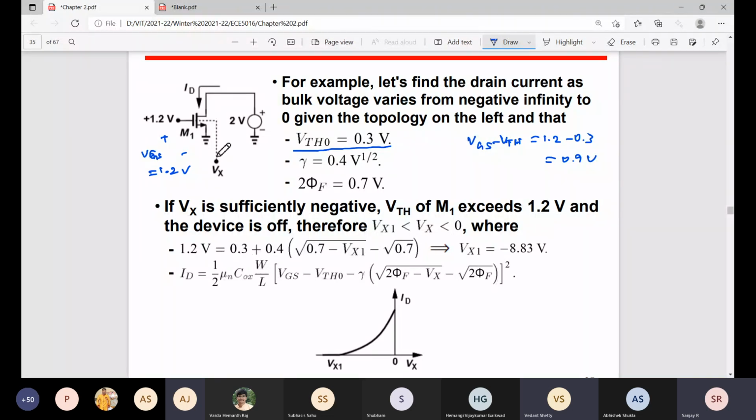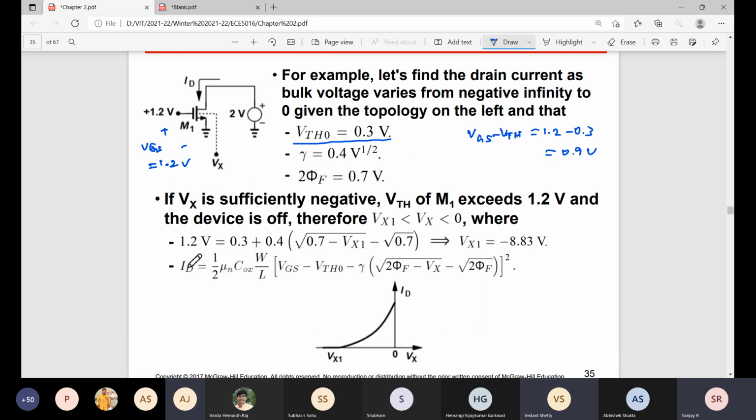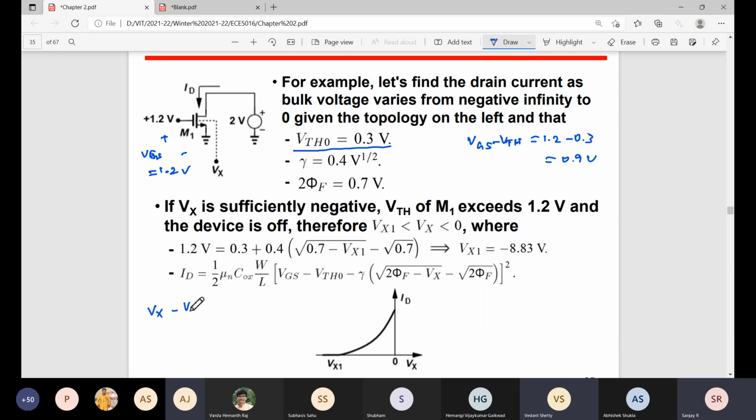Now we vary the body voltage. You can see when you keep increasing VSB, that means Vx minus Vs. Here Vs is 0, so 0 minus Vx, so VSB is minus Vx. So if I want to increase VSB, that means I want to decrease Vx.